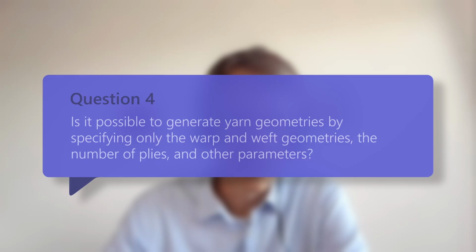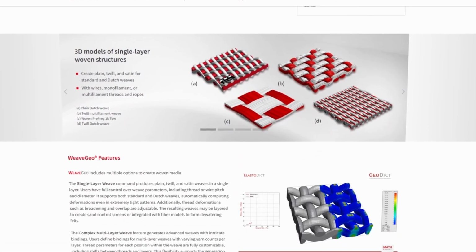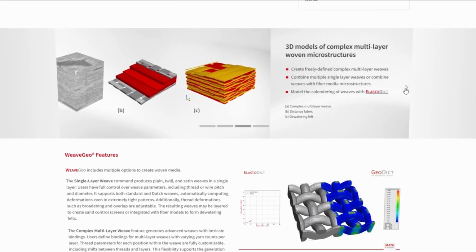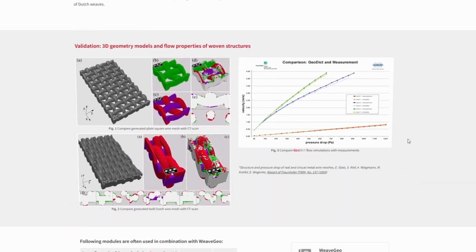Okay, and there is a comment: hello, thank you for the presentation. Is it possible to generate yarn geometries by only specifying the warp or weft geometries, number of plies, etc.? Yeah, I mean, we have WeaveGeo, and there it's possible to have different woven materials in various weave patterns. And for yarn, one has to look at the specifics, maybe, of what's possible and what's not, but in general, yeah.